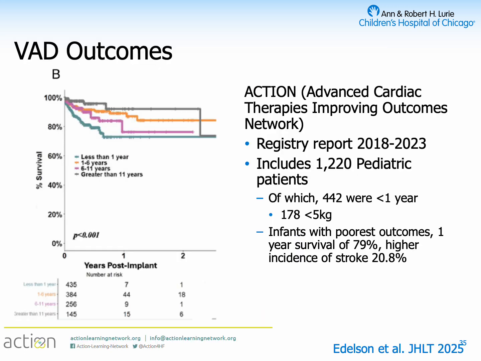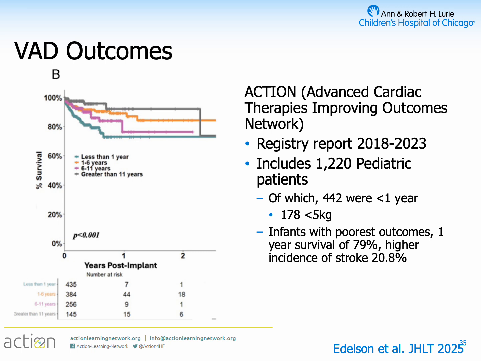So how do infants fare if they require VAD support for end-stage heart failure? There is another PEDS VAD registry called ACTION, the Advanced Cardiac Therapies Improving Outcomes Network. They do a lot of quality improvement work as well and a lot of education. And they published a registry report looking at all pediatric VAD implants between 2018 and 2023, which included over 1,000 patients, and there were 442 who were less than a year in the data, and of those, 178 were less than 5 kilos.